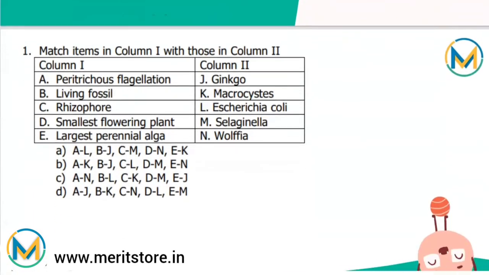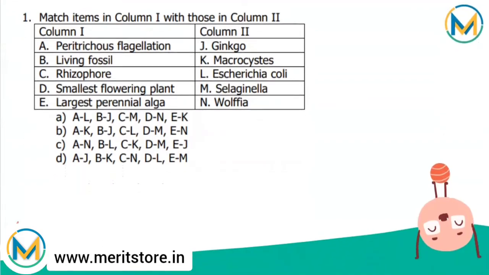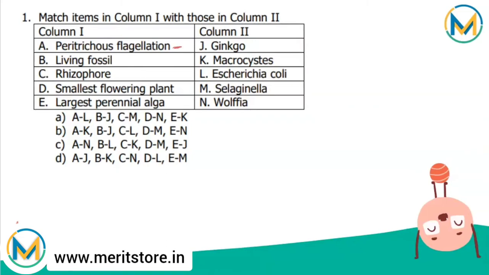First question, match items in column 1 with those in column 2. Now in column 1, A is peritrichous flagellation. So among column 2, it pairs with Escherichia coli, that is L. Then B, living fossil. And from column 2, it pairs with ginkgo.